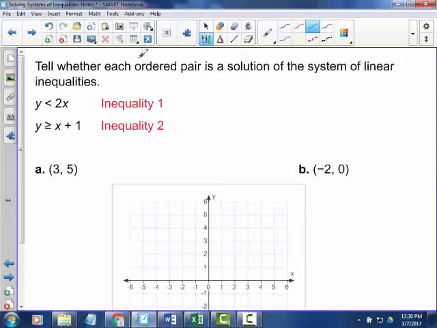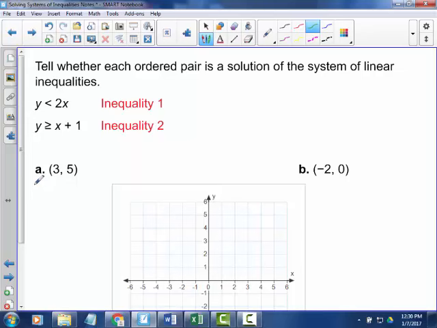All right, so we're going to tell whether each ordered pair is a solution of the system of linear inequalities. Here's my system. y is less than 2x. y is greater than or equal to x plus 1. I'm going to start off by showing algebraically whether or not (3, 5) is a solution. And then we'll look at (-2, 0) being a solution, and then we'll graph and show using the graph as well. So you'll have two different ways that you'll be able to determine whether or not a point is a solution to this system.